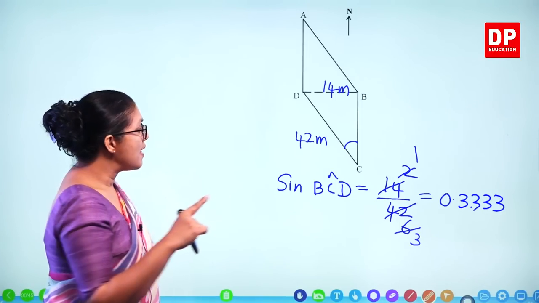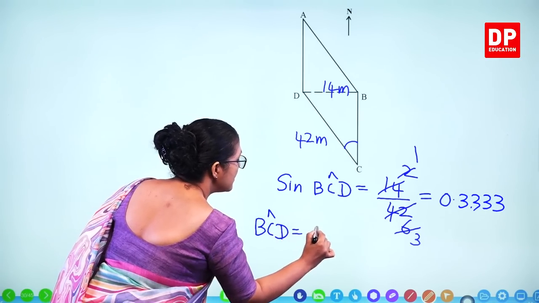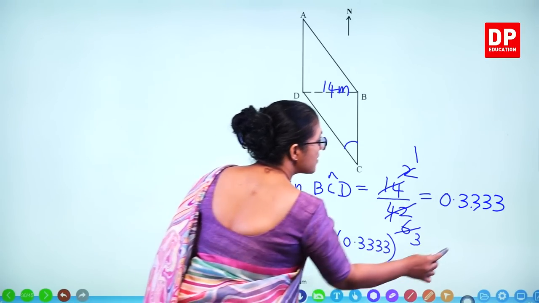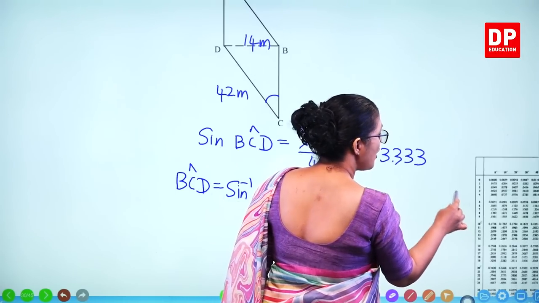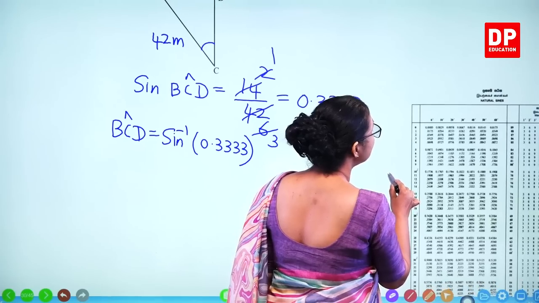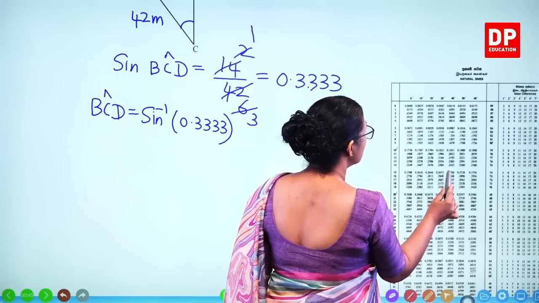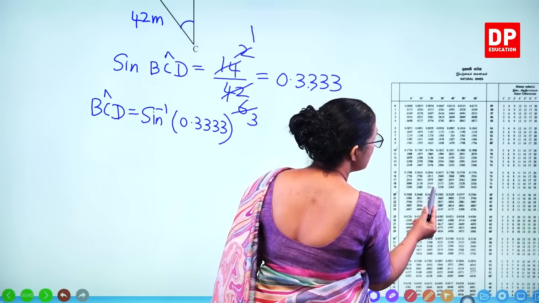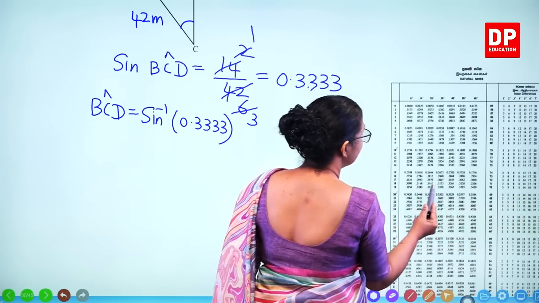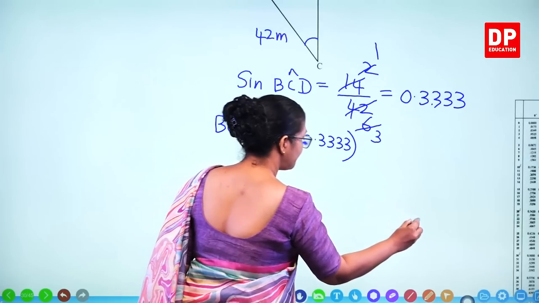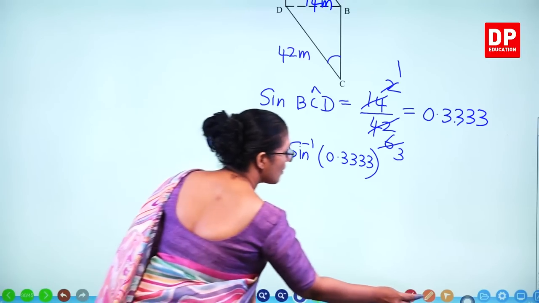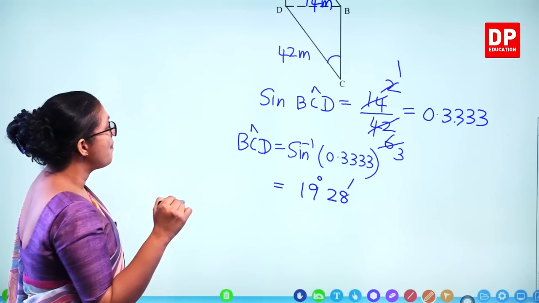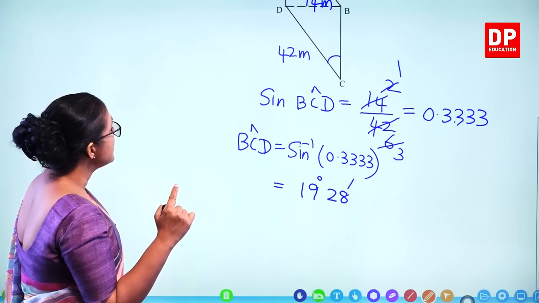Now we can use the inverse value to find out the BCD angle. Sine inverse of 0.3333. Let's use the sine table and see where you get 0.3333. Here 3338 is there. So here another 22 we need. 22 from 8, 19, 28. 19 degrees and 28 minutes is the BCD angle.